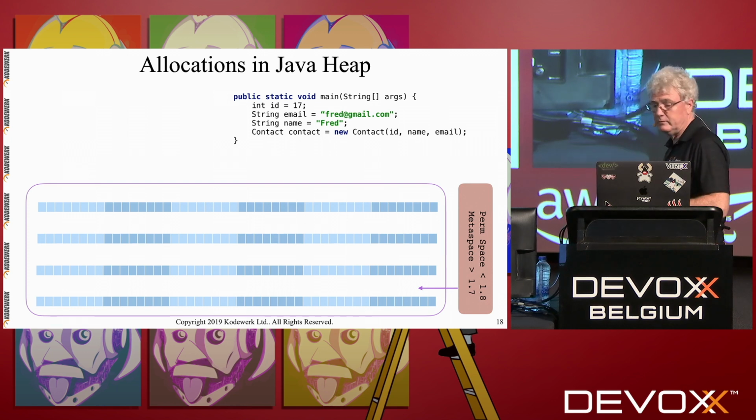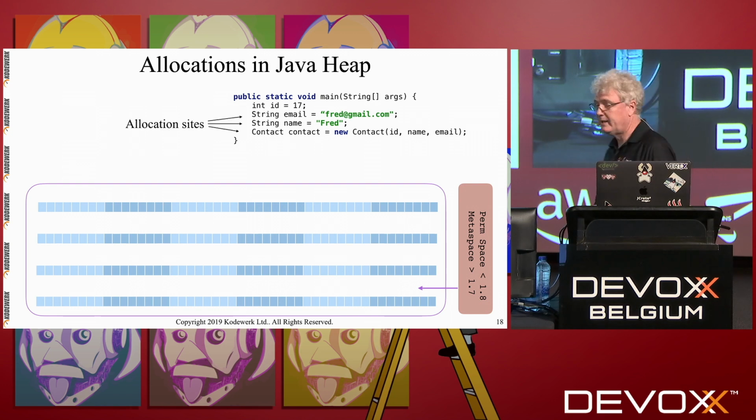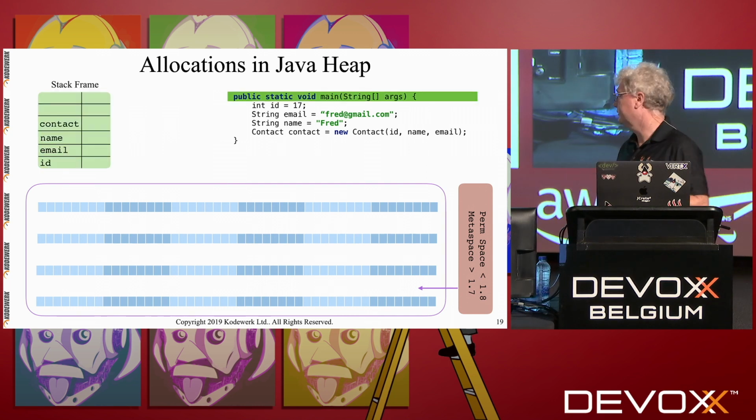So if you look at the code, where is it? Yeah, up here, we can see that we have a number of allocation sites here, right? So we have a couple of implied allocation sites, and we have an explicit allocation site. So when we actually start to execute this code, what's going to happen is that we're going to create a stack frame. And of course, on the stack frame, we need to have enough space to support our allocations.